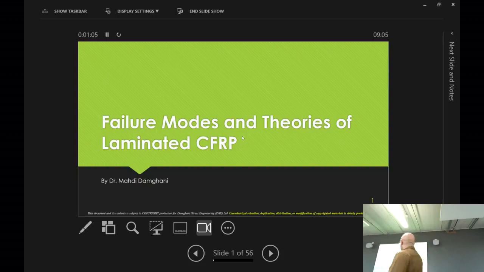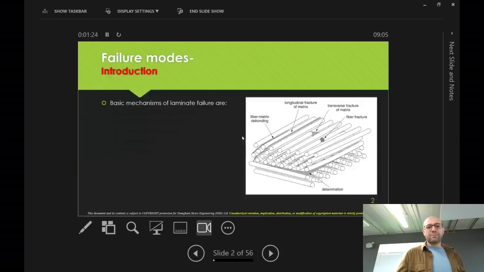Okay, so today we're going to talk about failure modes and theories of laminated composite fiber reinforced polymers, and have a sort of understanding of how different they are with respect to metallic materials, aluminium, titanium, steel, generally metallic structures. But before we start delving into details of how things are happening with composites, it's quite important to understand the failure mechanisms by which composites fail. What are the predominant failure mechanisms in composite materials?